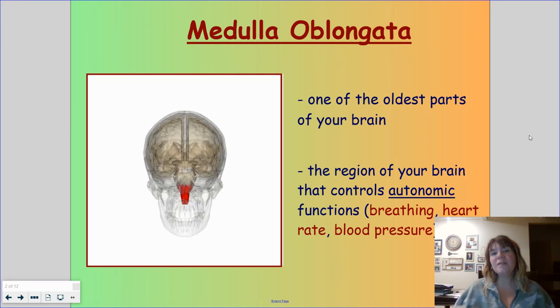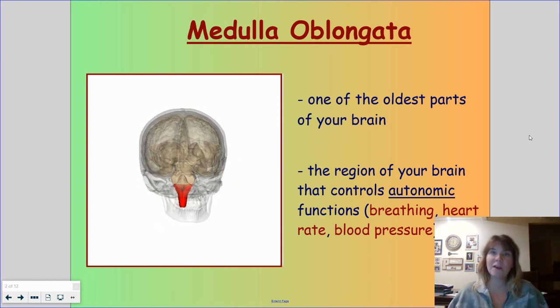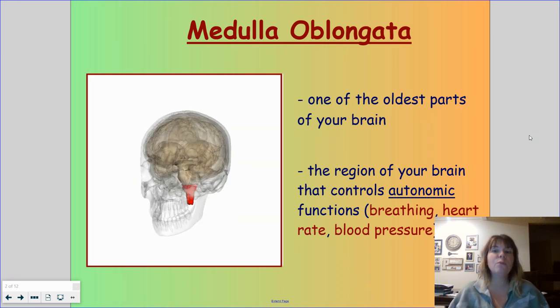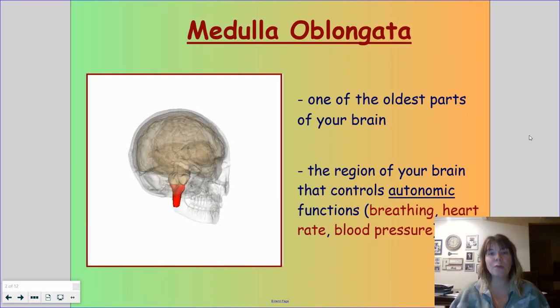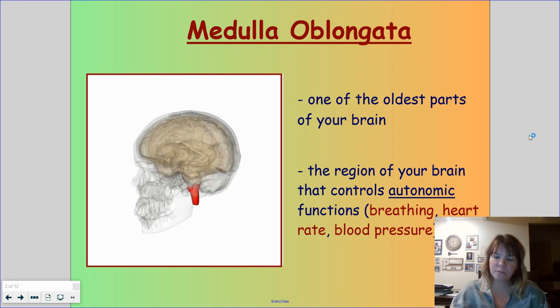So that's why if someone breaks your neck, that's usually why you die. It has nothing to do with the fact that your neck's broken. You can actually survive if you break your neck in certain areas. It's if you break and sever this area of your brain, the autonomic functions. So the medulla oblongata, okay? It's a very cool part of your brain.